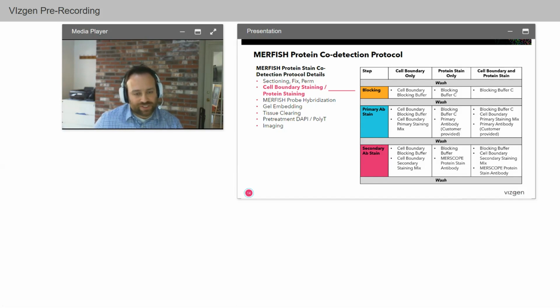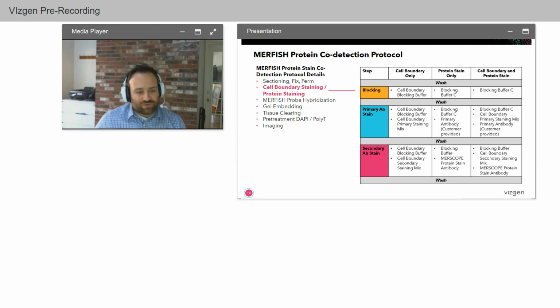So if you're going to do cell boundary staining, you're going to follow the same blocking, primary antibody stain, secondary antibody stain. Similar if you're doing only protein staining. A different blocking buffer comes with the protein stain, that would be the difference here. Then go through your primary antibody stain and secondary antibody stain. It is a similar setup to our protein verification kit. If you want to do both, you're just going to combine both reagents into a single cocktail that is then going to be incubated on the sample. And so again, very simple protocol. It provides flexibility and allows you to generate that multi-omic data.